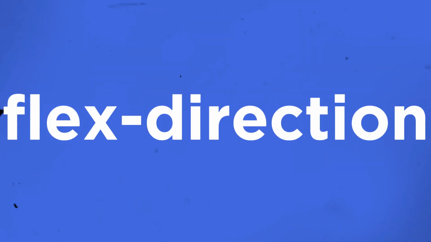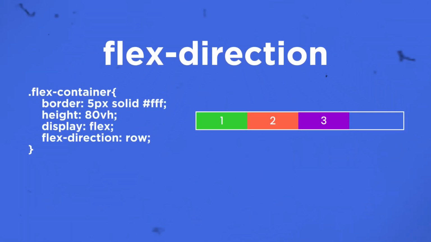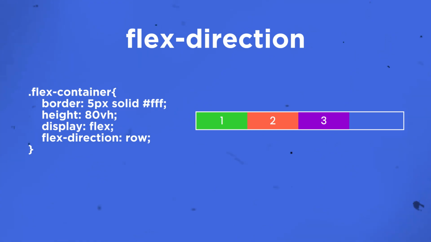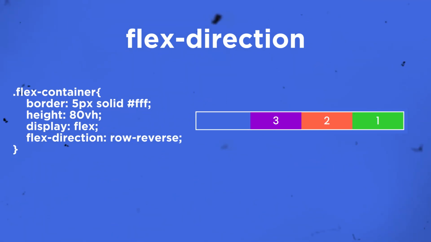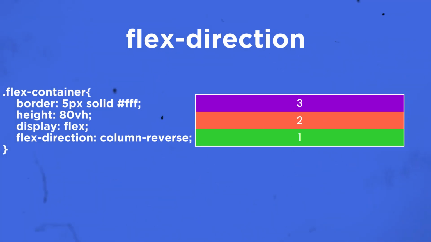With flex direction, you can change the direction in which the child elements are ordered. Its options include row, row reverse, column, and column reverse.